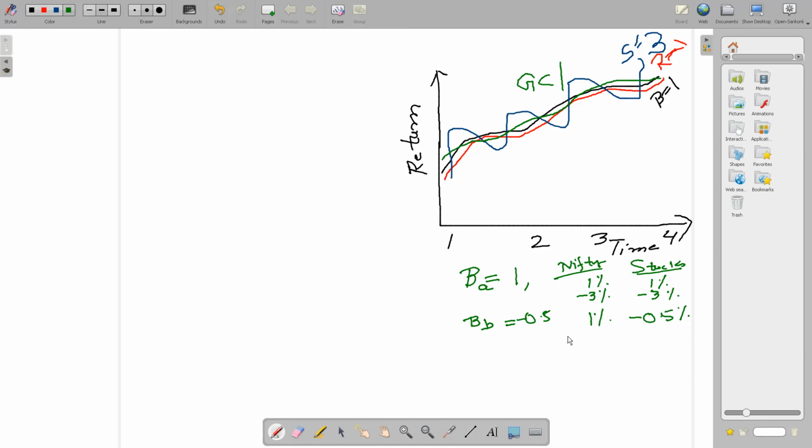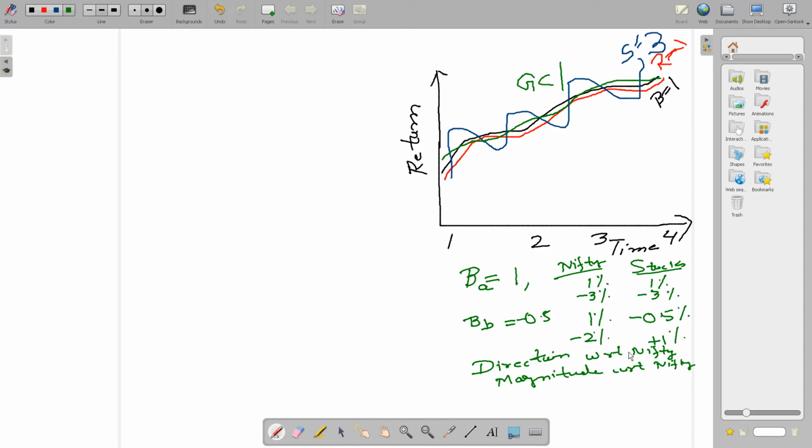Suppose for the same security B, having a beta of minus 0.5, if the Nifty moves by minus 2%, then the expected movement from stock B is positive 1%. So one, beta shows us the direction of movement of a particular stock with respect to Nifty, and second, the magnitude of the movement of the stock with respect to Nifty.